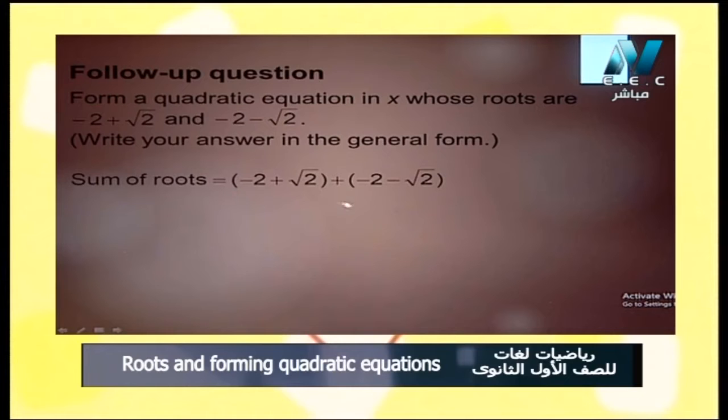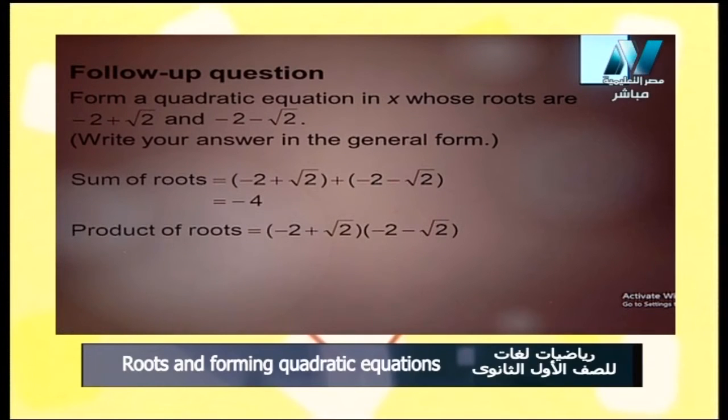The sum of these two roots will be easy to find, because negative 2 plus negative 2 equals negative 4, and root 2 plus negative root 2 equals 0. So the answer easily will be negative 4.